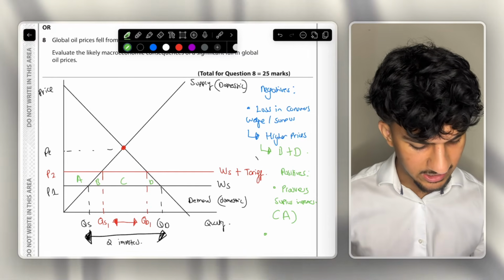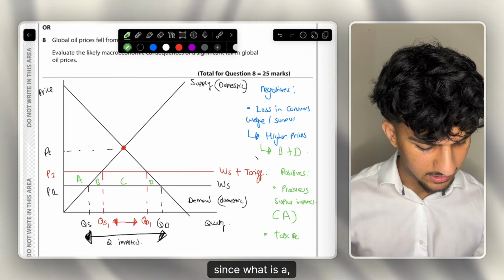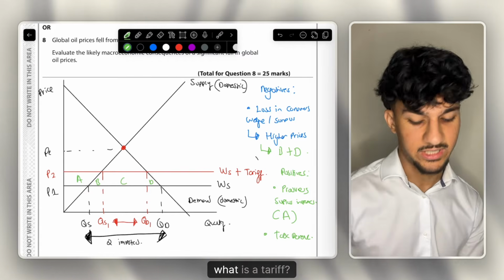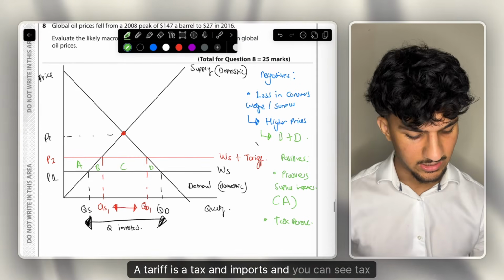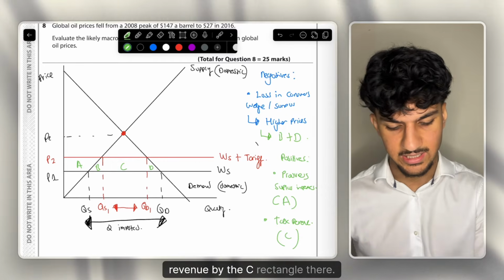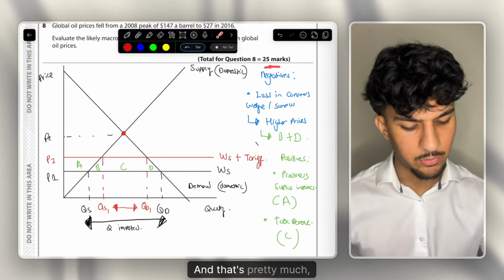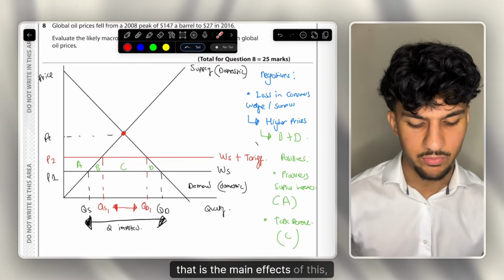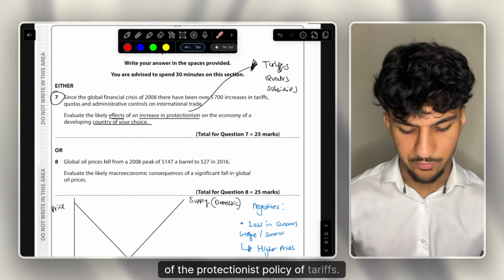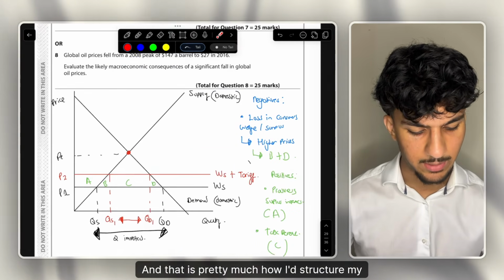And then of course tax revenue, since what is a tariff? A tariff is a tax on imports, and you can see tax revenue by the C rectangle there. And that is pretty much the main effects of this protectionist policy of tariffs, and that is pretty much how I'd structure my paragraph.